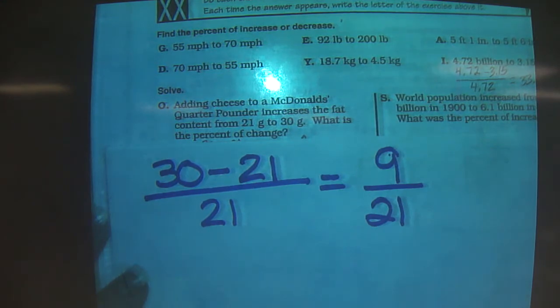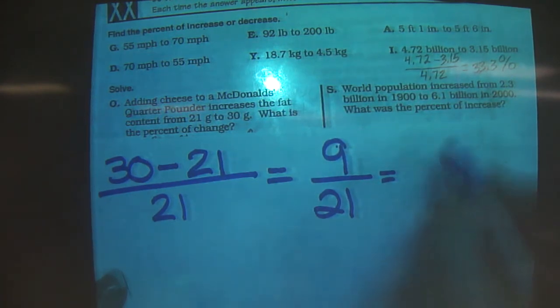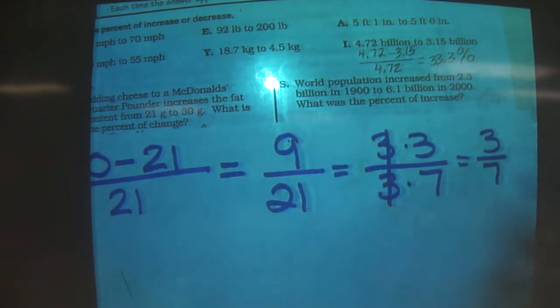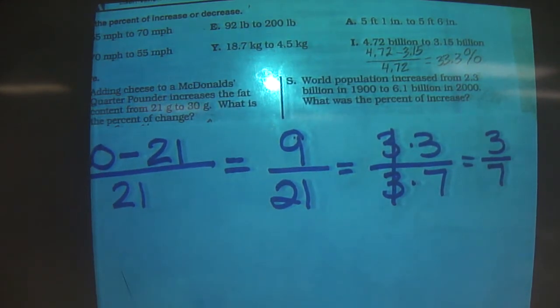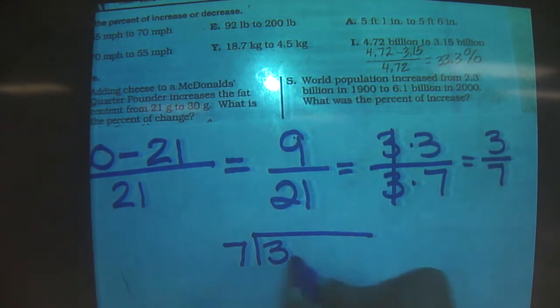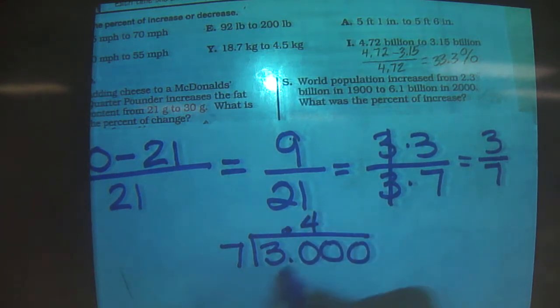This is more like a question would be on a test. Not a decimal divided by a decimal, okay? Can we factor these? Yeah, 3 times 3 over 3 times 7. That goes to 1. So that would be 3/7. How do you turn that fraction into a decimal? Divide. So how many 7s go into 3? 0. Add some zeros. How many 7s in 30? 4, and that's 28.